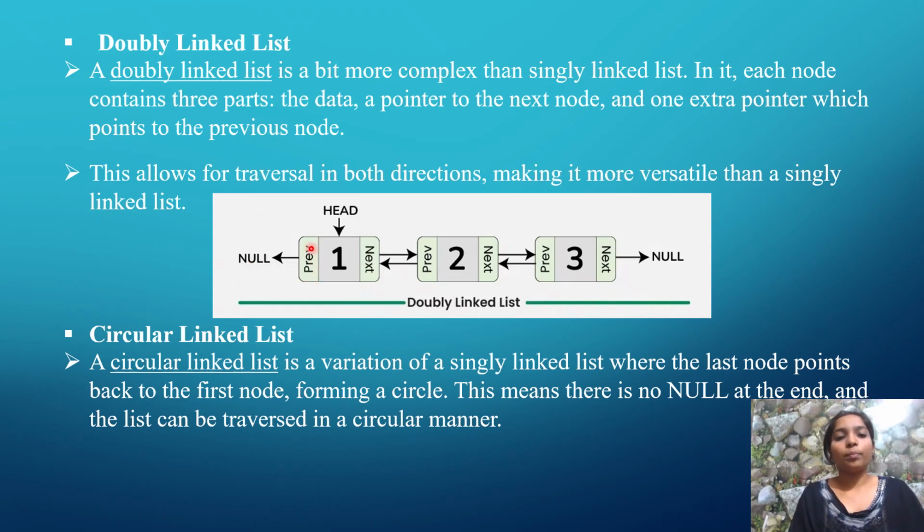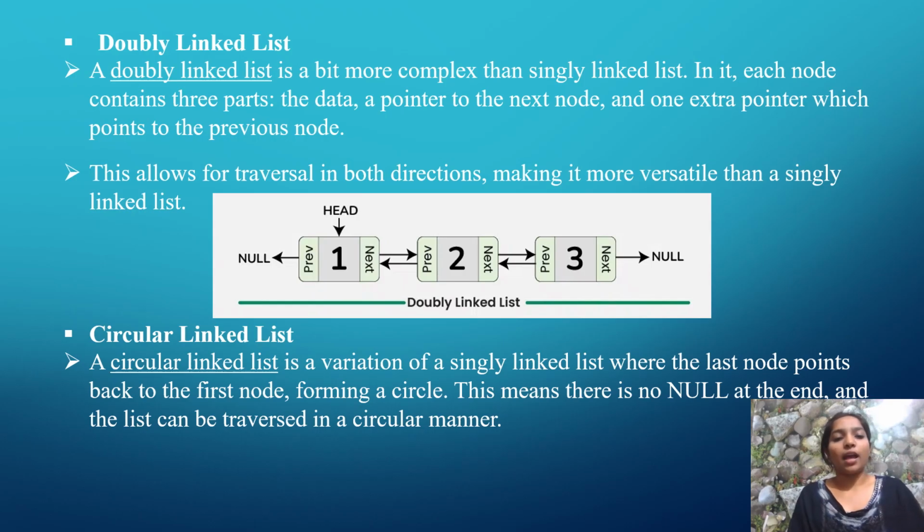Here the first node's previous pointer is null and the first node is the head. Next points to the second node, and the next node's previous points to the previous node, and the last node's next will be null.